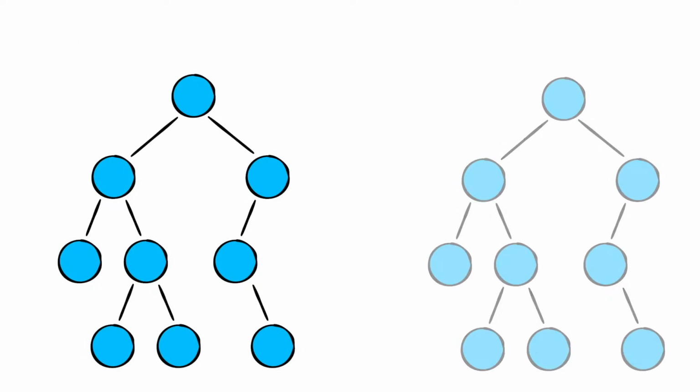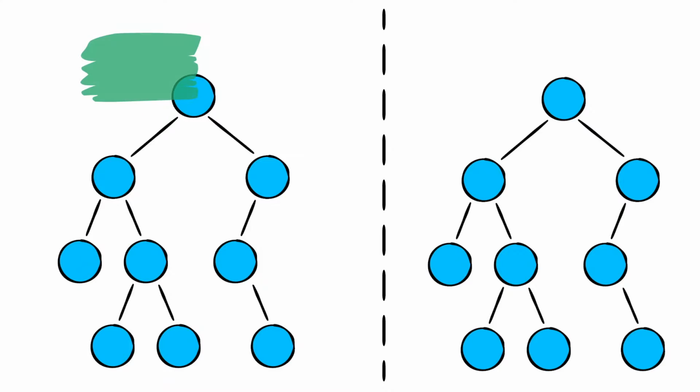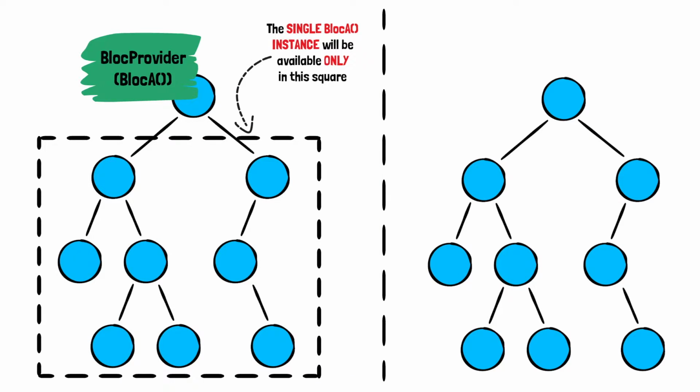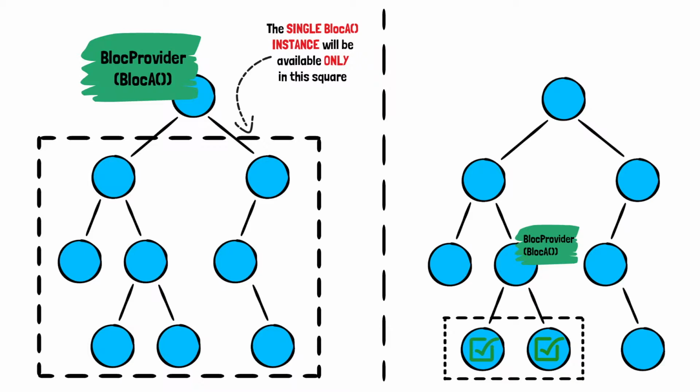So for example, if we instantiate a BlocProvider with a Bloc A here at the top, it will be available through the entire subtree below it. If we instantiate it here in the middle part of the tree, the Bloc instance will be available only to the nodes below and to none of the ones above it.